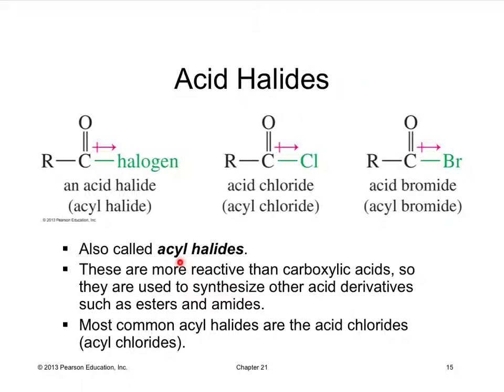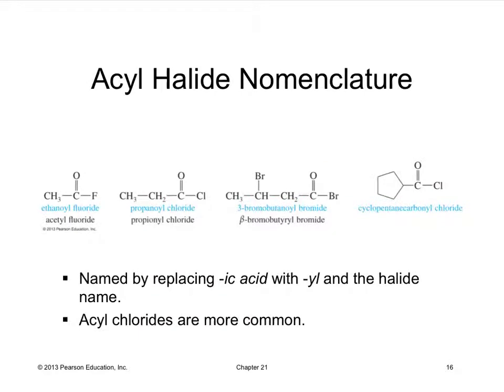Acid halides are called acyl halides. They're more reactive than carboxylic acids, so they're used to synthesize other acid derivatives such as esters and amides, and the most common one is the chloride. For acyl halide nomenclature, you essentially name by replacing -ic acid with -yl and then the halide name.